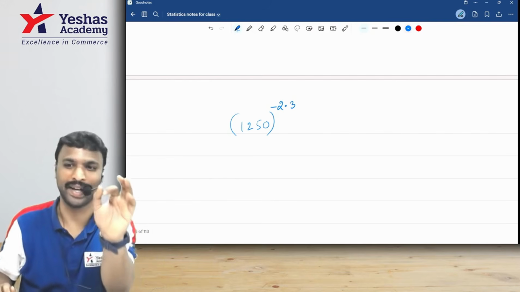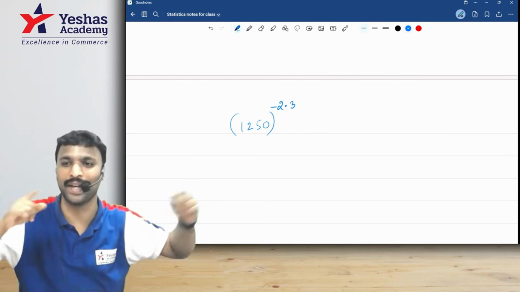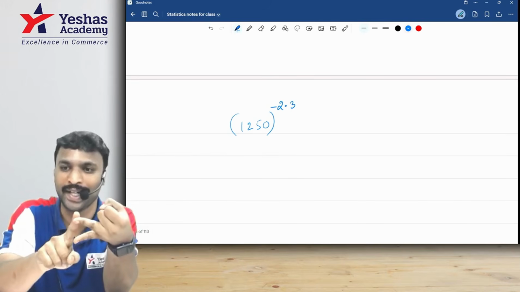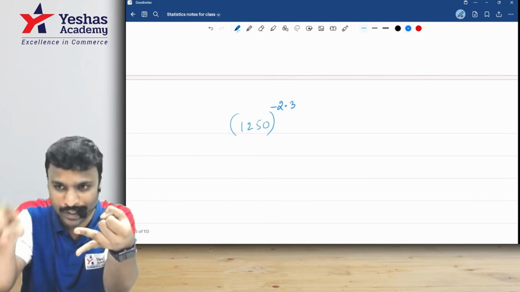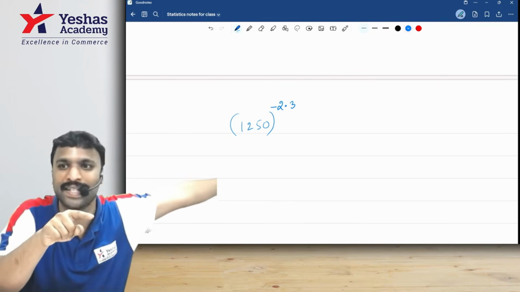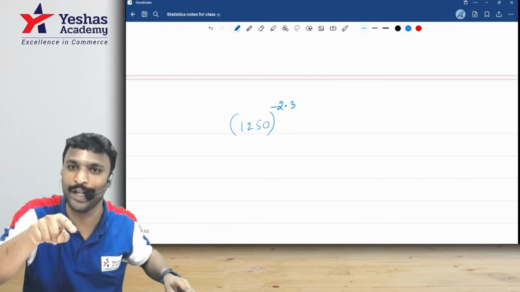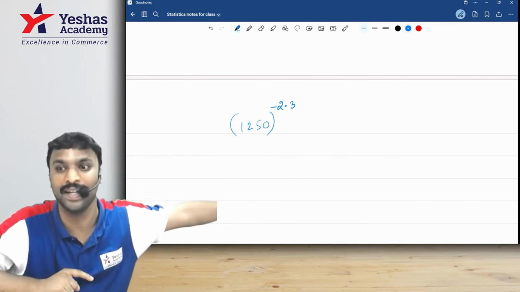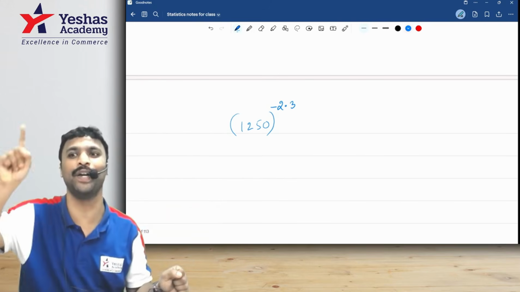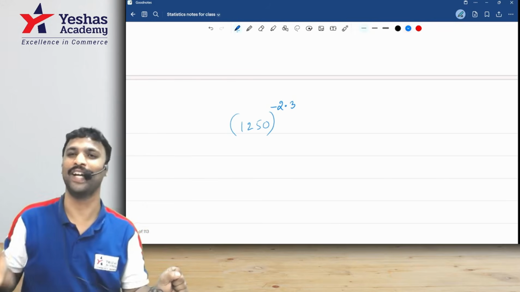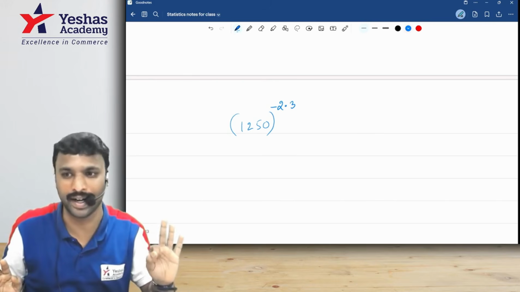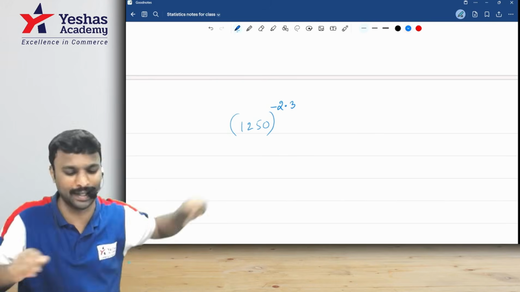When the power is negative, what is the procedure to raise the power? Type the number, press the square root 12 times, minus 1, into power. The power is negative here. Type 2.3 first, then make it negative by pressing plus or minus. You can't do into minus 2.3. It will not consider into, it will only take minus 2.3. Can you all do this and tell me the result?